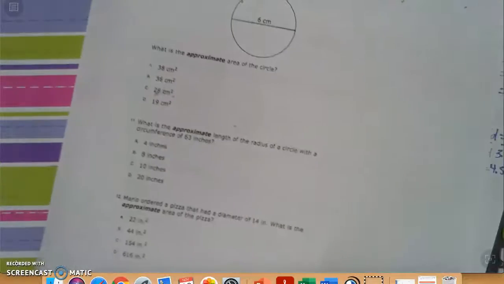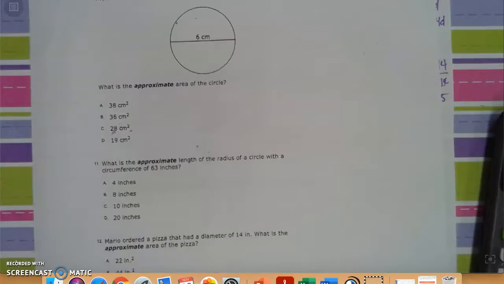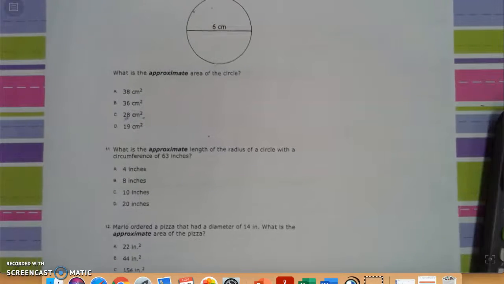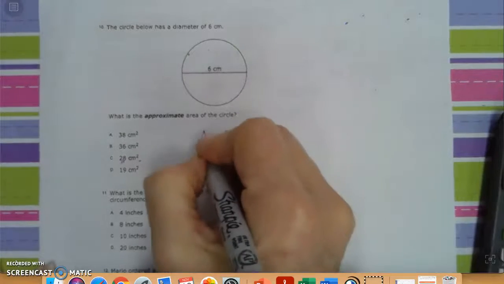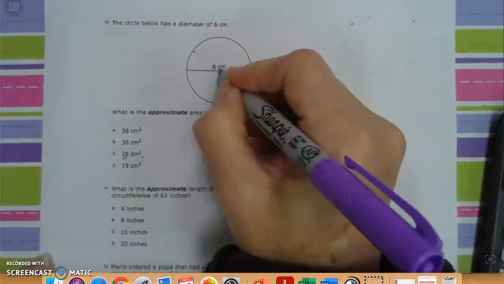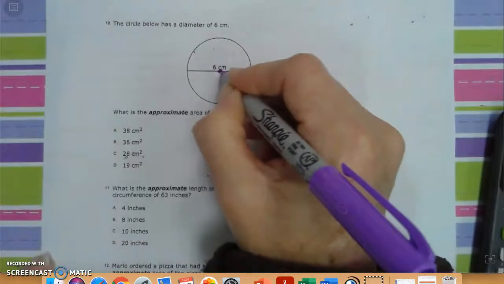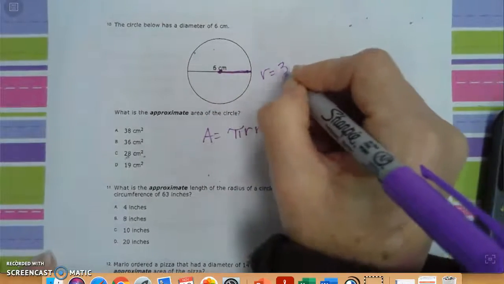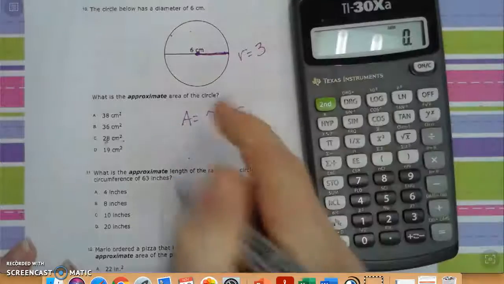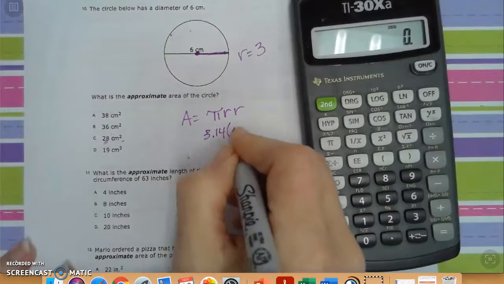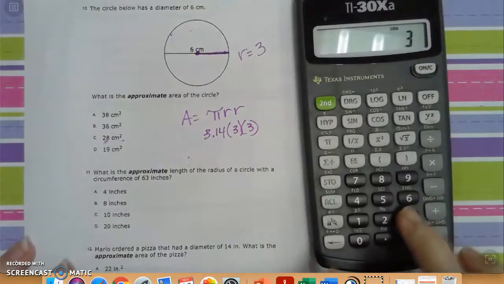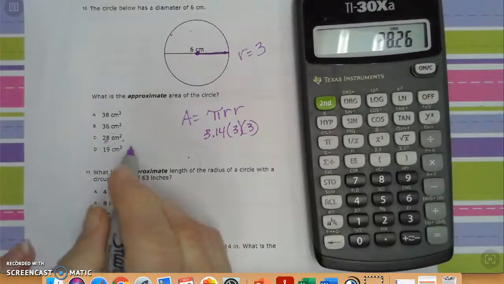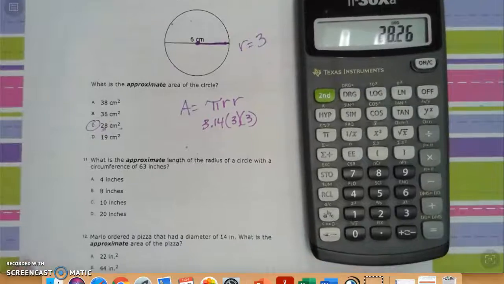Alrighty. One more page to go and we'll be set. It says the circle below has a diameter of 6. What is the approximate area? Now remember, area again is pi times r times r. So if the diameter is 6, we want to know the radius, and the radius is going to be half, so we can divide it by 2. So we've got 3.14 times 3 times 3, which the closest is going to be C.